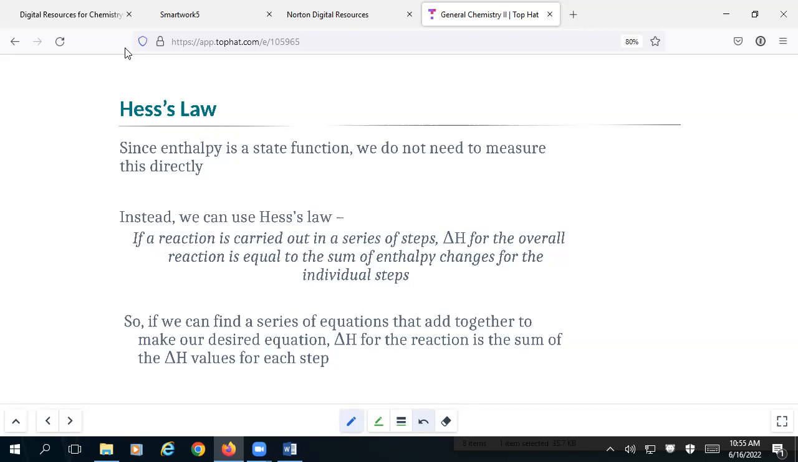So what Hess's Law says is that if we know that we can carry out a chemical reaction through a series of steps, the enthalpy of the reaction that we're actually interested in is merely the sum of the enthalpies of all of the steps that got us there. And so if I can find the right combination of steps that get me to the reaction that I'm interested in, all I got to do is add the steps together, and that'll give me the enthalpy change for the reaction I want.